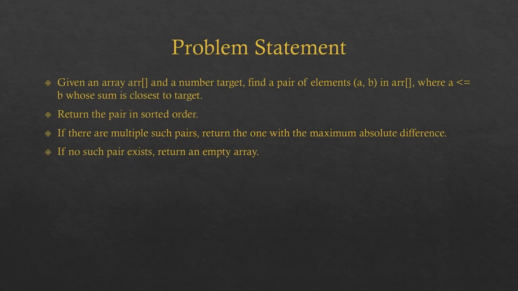Our task is simple. Given an array of integers and a target number, we need to find two elements a and b in the array such that their sum is closest to the target. The pair must be returned in sorted order. If multiple pairs meet the same condition, we return the one with the maximum absolute difference. If no valid pair exists, we return an empty array.